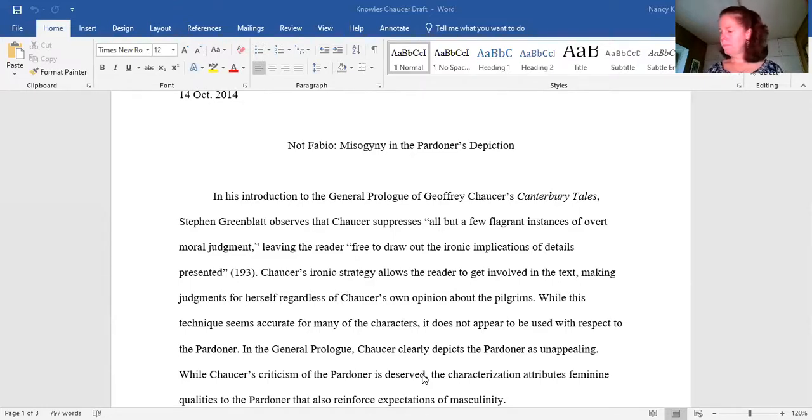I thought that it was the last sentence, partially because that's the typical structure. The sentence that says, while Chaucer's criticism of the partner is deserved, the characterization attributes feminine qualities to the partner that also reinforce expectations of masculinity. In part I guessed that was a thesis because of where it's located, but after reading through the whole thing, that's what each body paragraph was addressing and backing up, essentially. I also thought it was the last sentence too. You did too, Kane. Yeah. I also agree. The feminine and masculine qualities come up repetitively throughout, especially in the last few paragraphs. So I think they're trying to make a full circle, so that as a thesis would make more sense, I think.